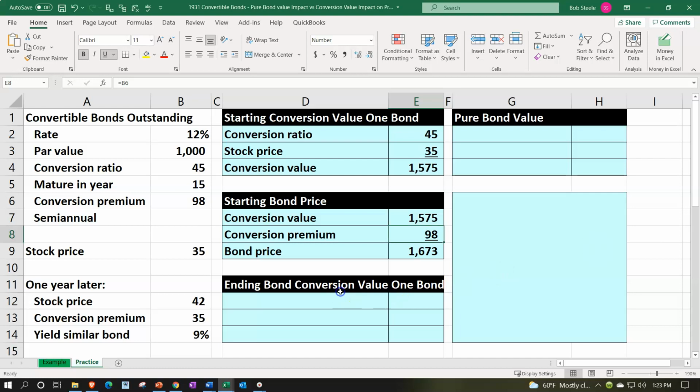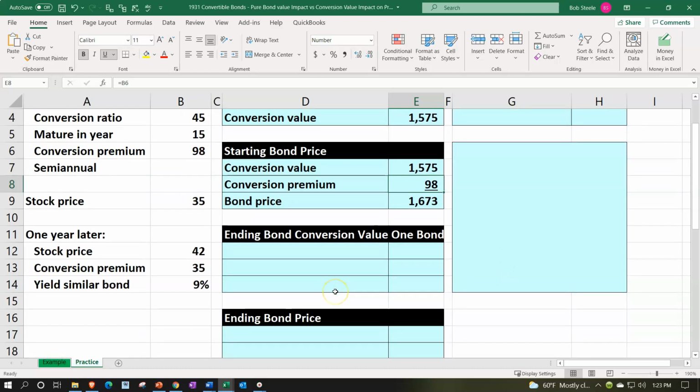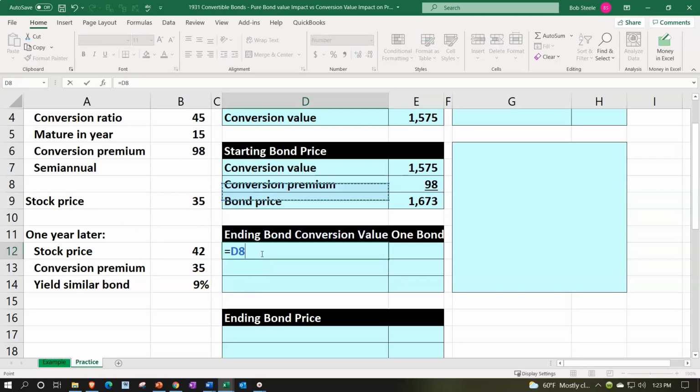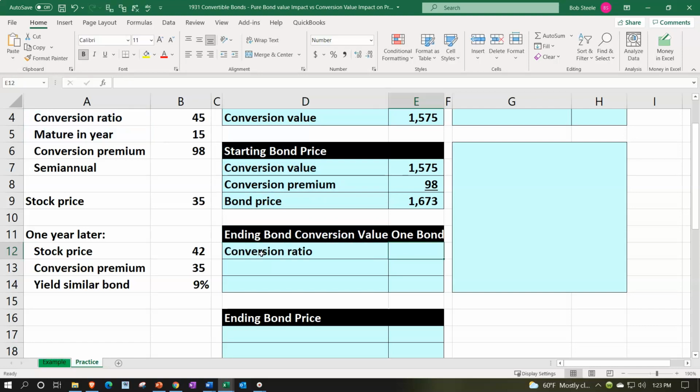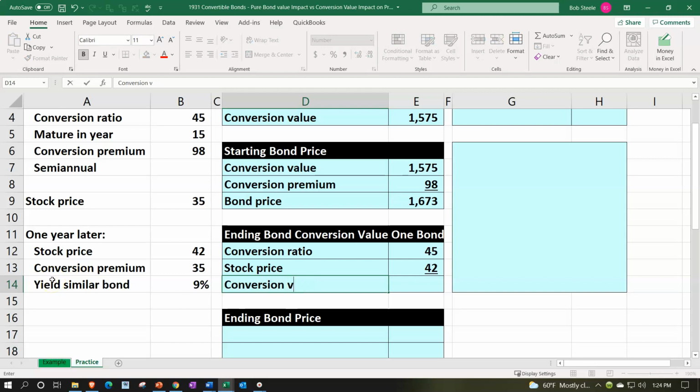And now we're going to think about our ending bond conversion value a year later. That's going to give us our conversion ratio, which is the same amount of stocks that we can convert to, that being 45 shares of stock. But now the stock price is $42. So we got $42, underlining that, font group and underline. That's going to give us then our conversion value, or ending conversion value.